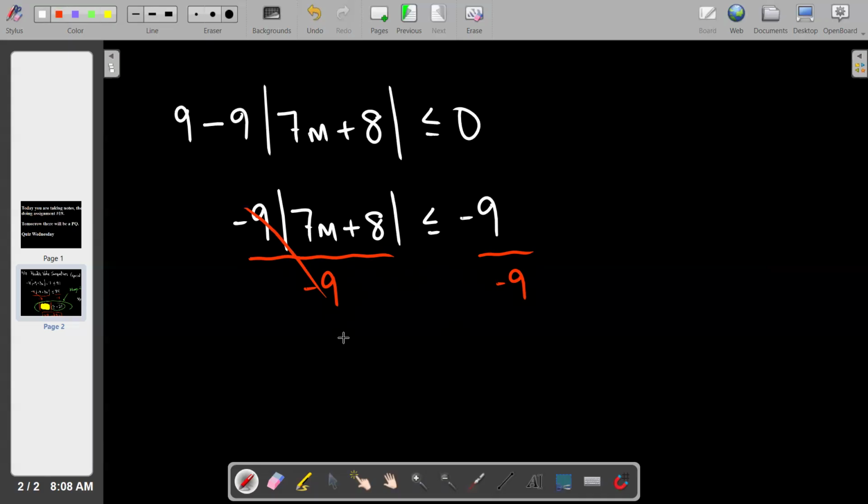The 3 roads that we go down are either no solution, all real numbers, or proceed as normal. Which one's this? Proceed as normal. Yeah, there's a negative number over there, but really there's not anymore because we divided by a negative and we're left at the crossroads. We're left with the thing I've been telling you to have on every problem: the absolute value statement by itself. The absolute value of blah, blah, blah is what? Greater than or equal to 1.